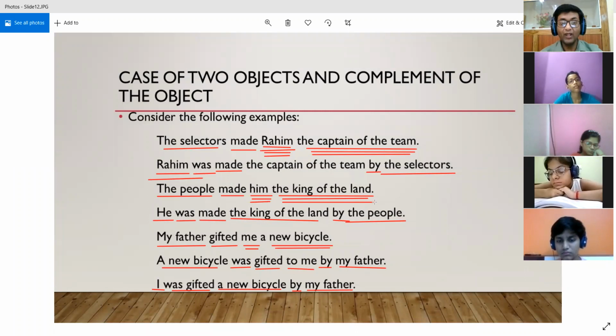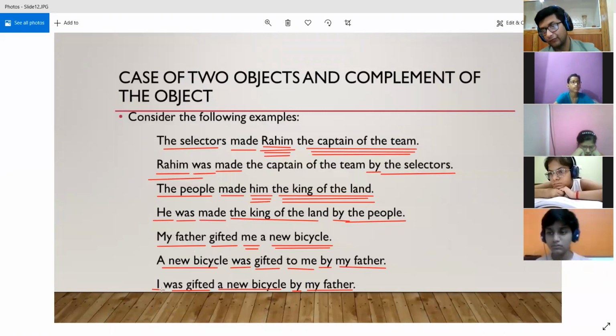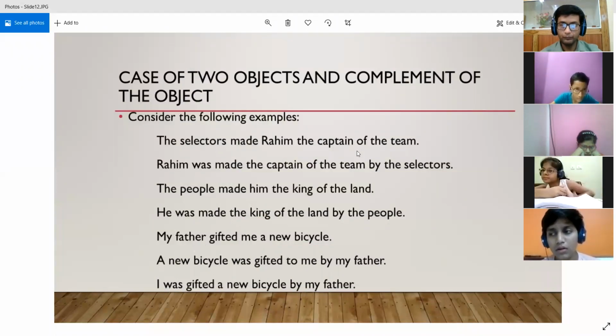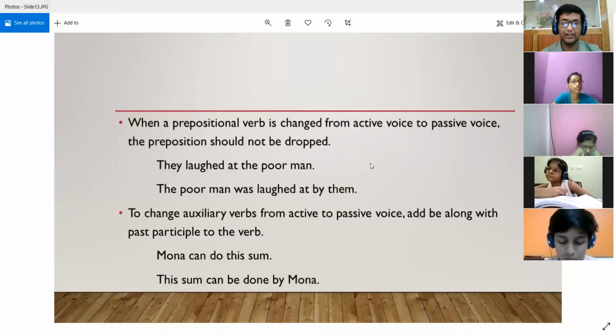the object. But in this case, my father gifted me a new bicycle. So after gifted, me is also an object, a new bicycle is also an object. So I am having a choice whether I want to make a new bicycle as the subject in the passive voice, or I want me as the subject in the passive voice. So in those cases, I can have a choice. It will become clearer to you when we will solve some examples regarding it, right? When we will solve the exercise, then it will be more clearer to you.